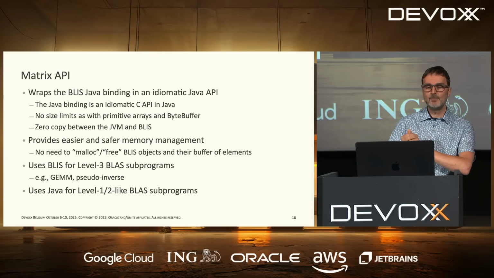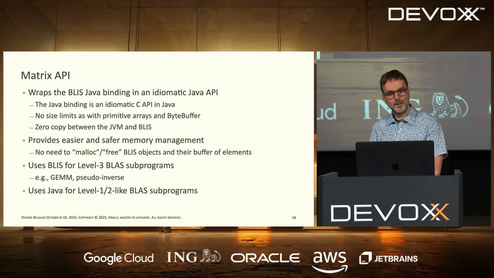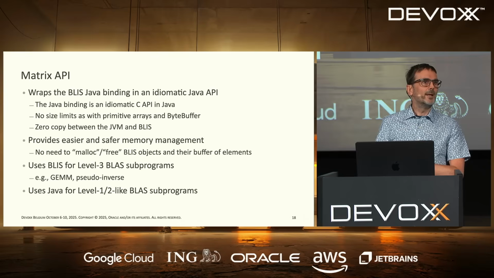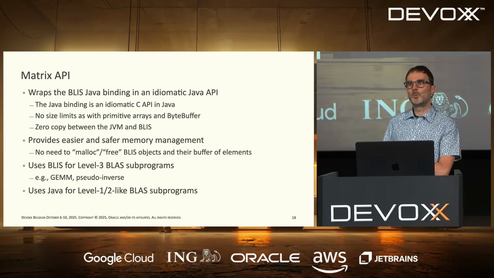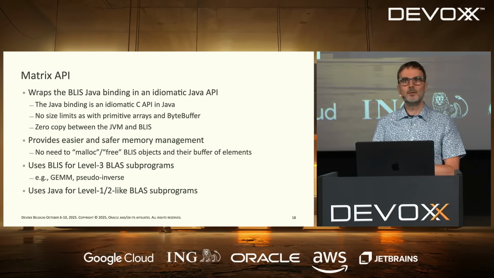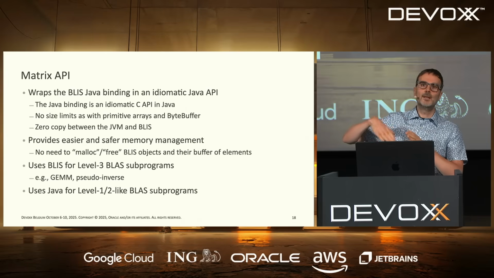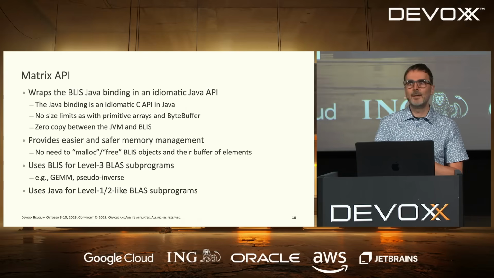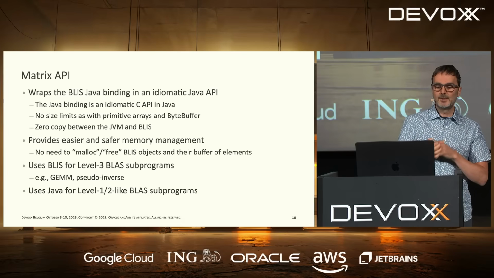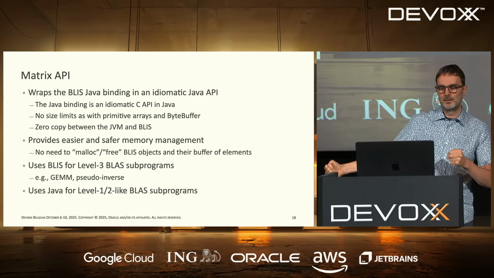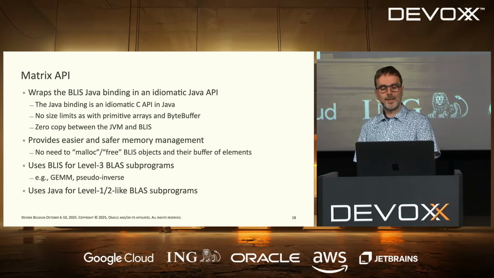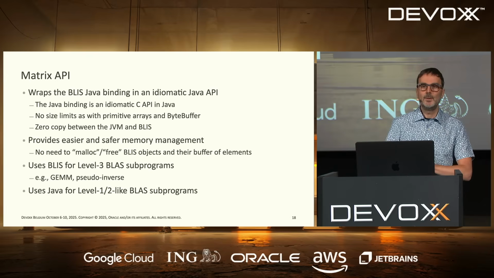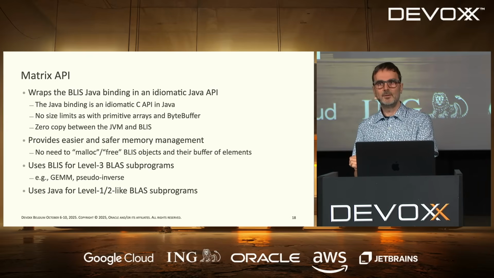So what I've shown is something that wraps the Bliss Java binding in an idiomatic Java API, so we don't have to write C code. And crucially, there's no size limits on this, as you previously experienced with primitive arrays and byte buffers. The size can be greater than Integer.MAX_VALUE in terms of the length of the matrices. And just as crucially, there's zero copy between the JVM and the Bliss native library, because we're just sharing pointers. So this provides an easier and safer API for memory management. We don't need to malloc or free the Bliss objects or their buffer of elements.